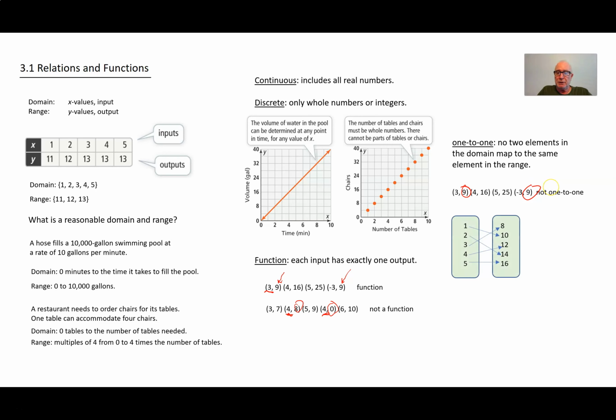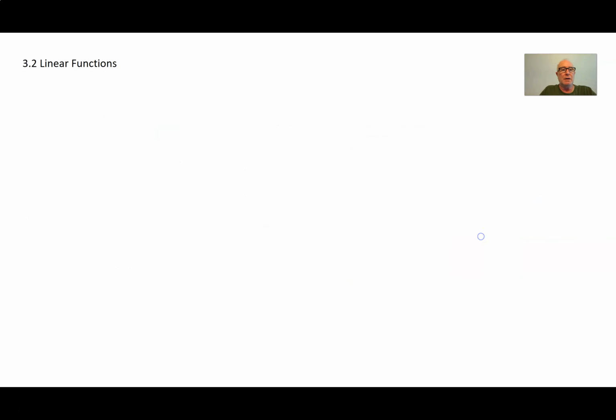On the other hand, something like this, the 8 only has one value associated with it, and that's the 3. The 10 only has the 1. The 12 only has the 4, and so forth. Each x value only goes to one y value, so that is a function, and each y value is associated with only one x value, so that is a one-to-one function. Okay, so that's 3.1.